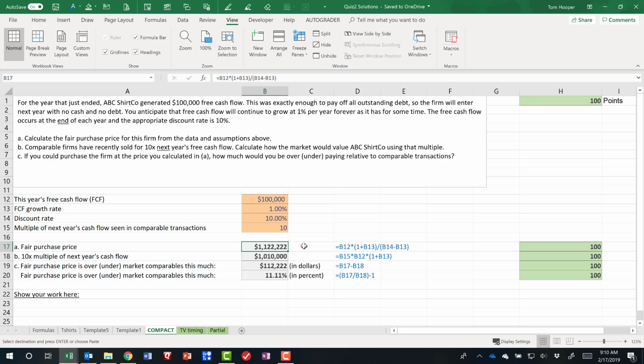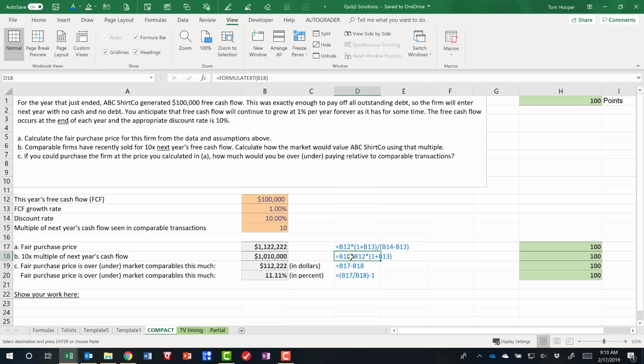No matter how we get that answer, we want to compare that to what the market is saying on a multiples basis about firms like this. And we're told that the market is telling us that about 10 times next year's cash flow is the fair value of the firm.